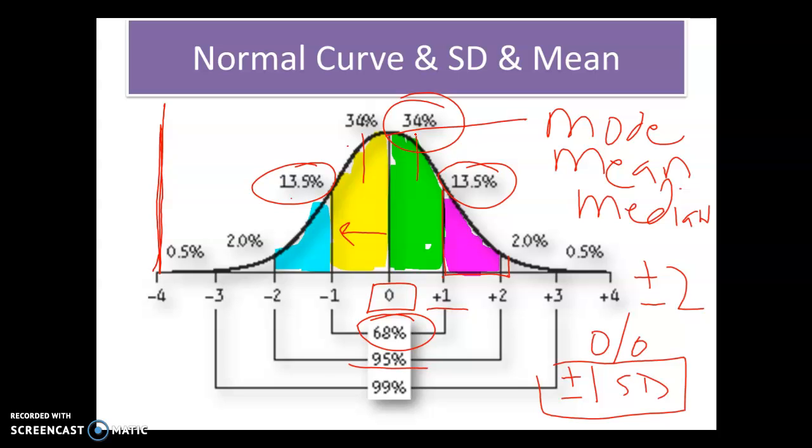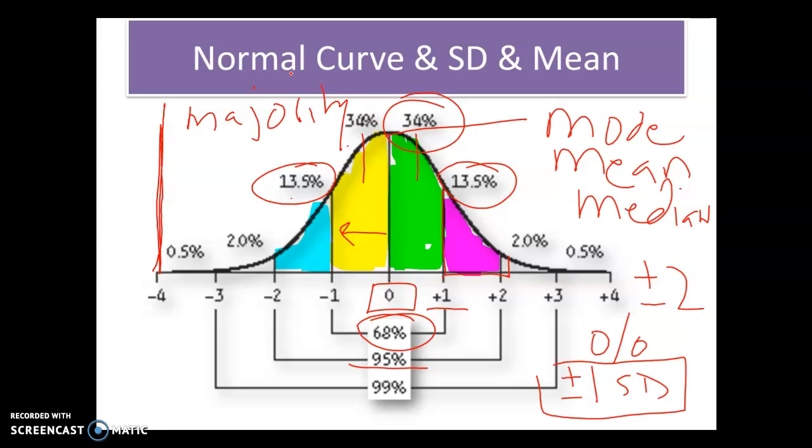What this is trying to say is that the vast majority of scores are clustered around the mean. That's what makes the normal curve, is that the majority of scores are close or clustered close to the mean. All right, so most of the scores are distributed.